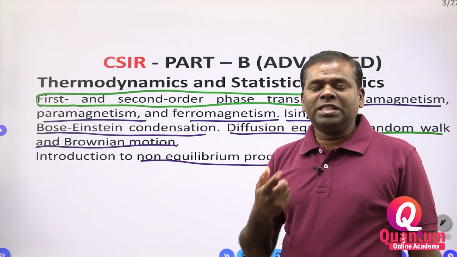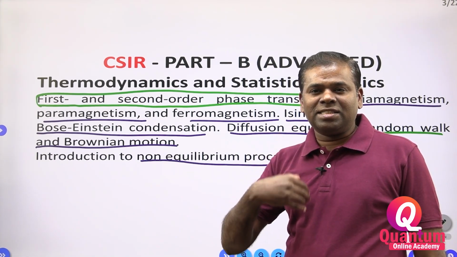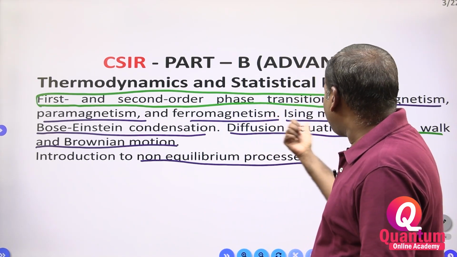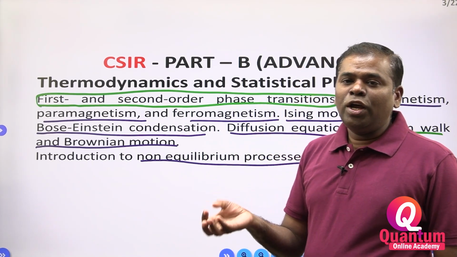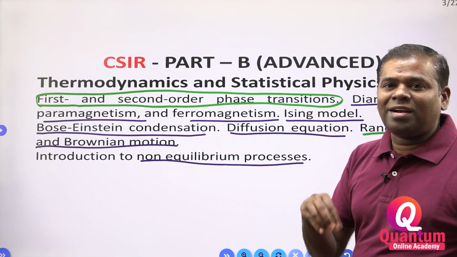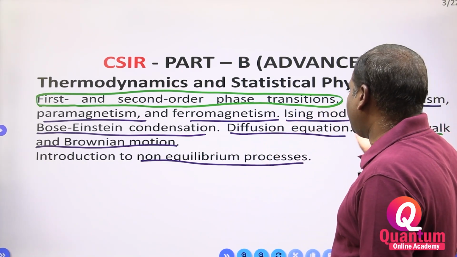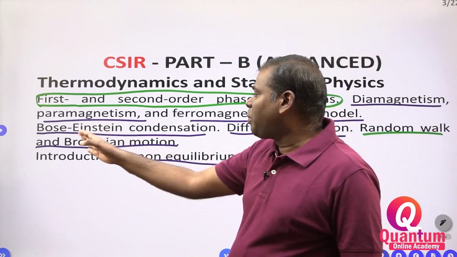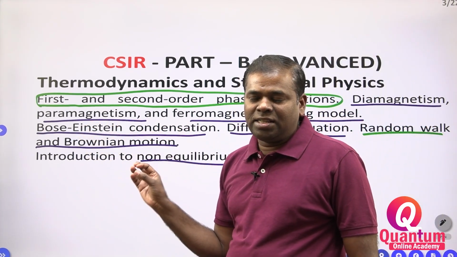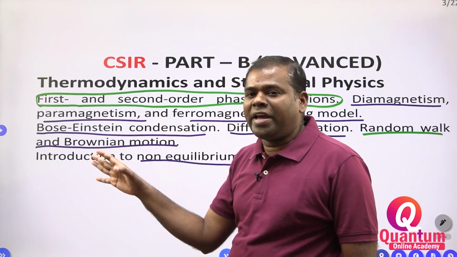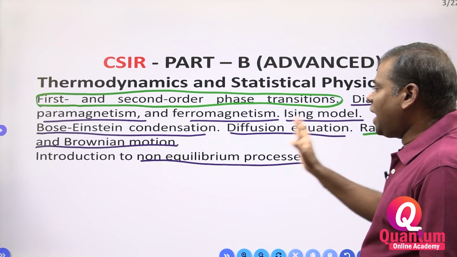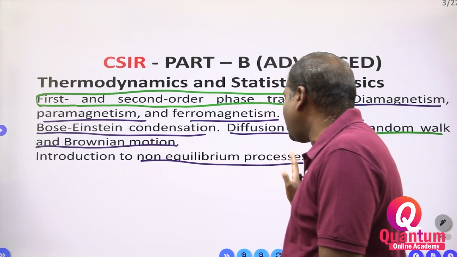Because of the magnetic material, the magnet is attracting, the receiver is attracting because of the magnet only, right? So that magnetic material is very, very important. To store the data, to record the data, magnetic materials are very, very important. This is also a burning area. Ising model is also very, very important. Bose-Einstein condensation, this is a very, very burning area if you are able to do the research. Diffusion equation, random walk and Brownian motion, non-equilibrium process.